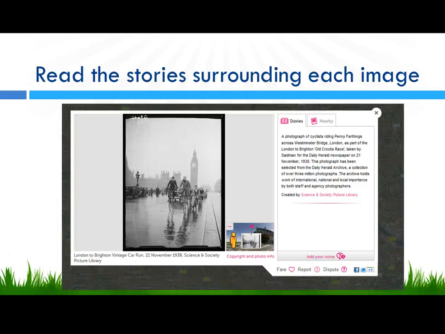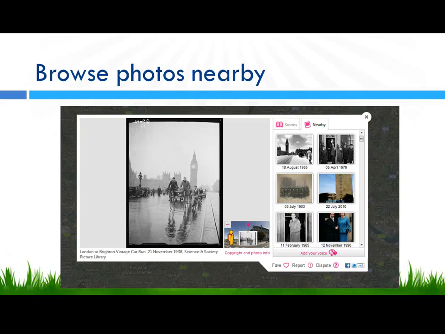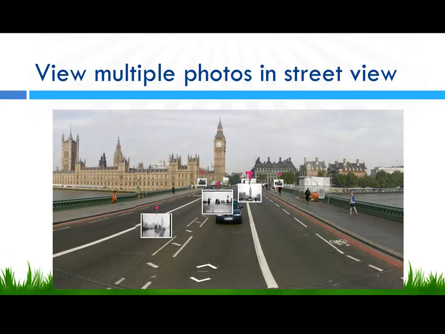Visitors to the site can read the story surrounding an image. And here is an area where you can really help to highlight the stories behind your own institution's materials. So I would highly encourage you to take full advantage of this ability. Users can also view images that are close by, or they can view multiple photos in Street View. This is a great option for those wanting to explore available media for an area in a way that's really easy to visualize.